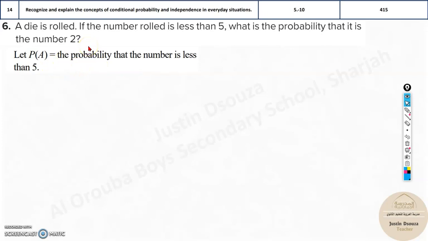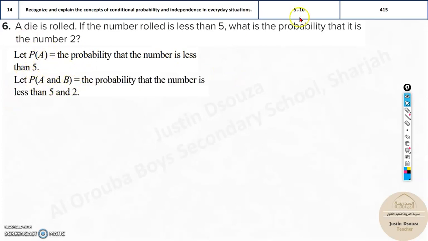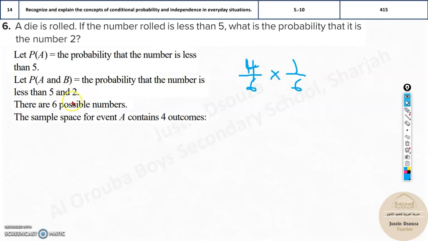Okay, probability of A. The condition is a die is rolled and it is less than 5. This is the first condition, P of A. Okay. What is P of A and B? That means it is less than 5 and the number is 2. Remember, you do not say the probability of less than 5 is 4 by 6, multiply with number 2 is 1 by 6. No, this is wrong. See, it's a die, right? What is the probability that you will roll a number less than 5 and it is 2? Both things are together in this, so you don't multiply it. It's only 1 by 6 over here.